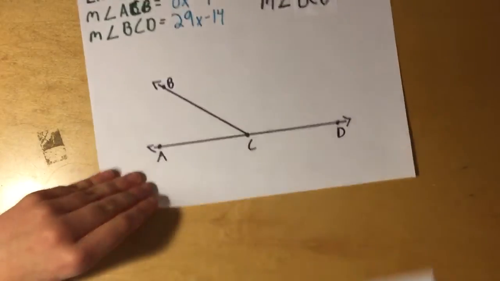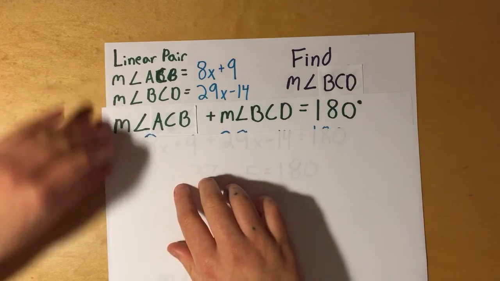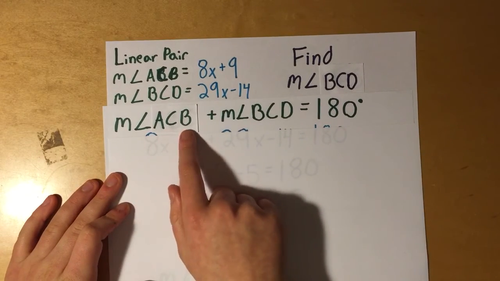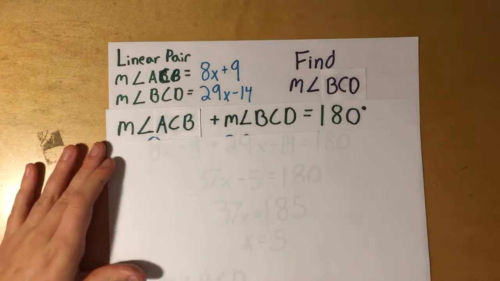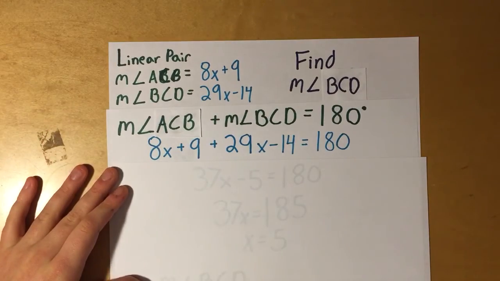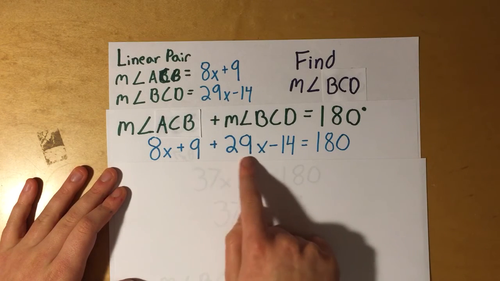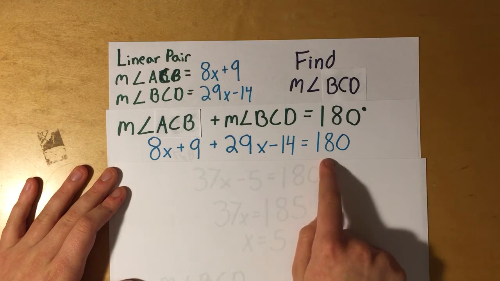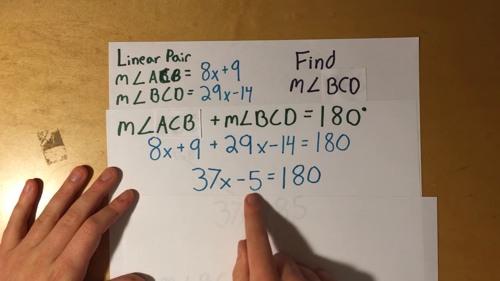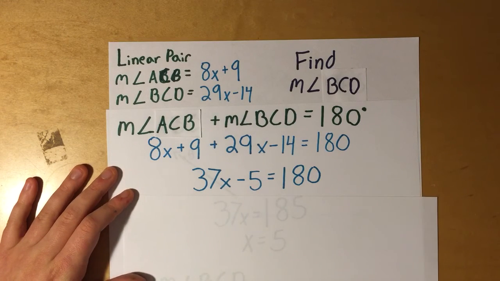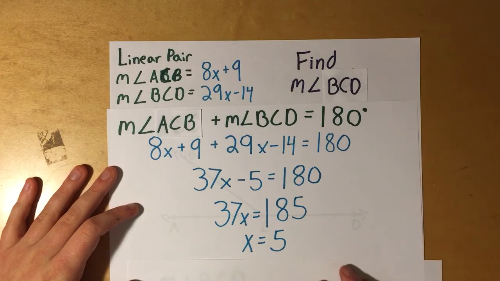So to do that, we set up an equation. So the measure of angle ACB plus the measure of angle BCD equals 180. And now we plug in the expressions. So 8x plus 9 plus 29x minus 14 equals 180. Combine like terms so that you have 37x minus 5 equals 180. And solve for x. Now we found that x equals 5.